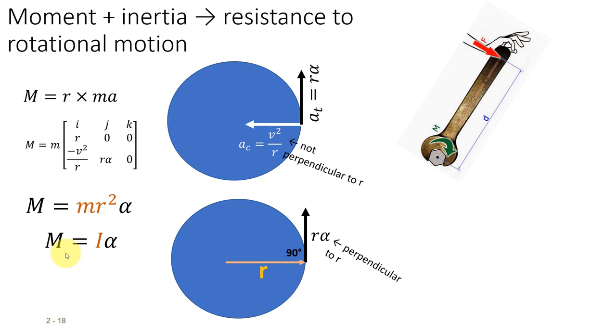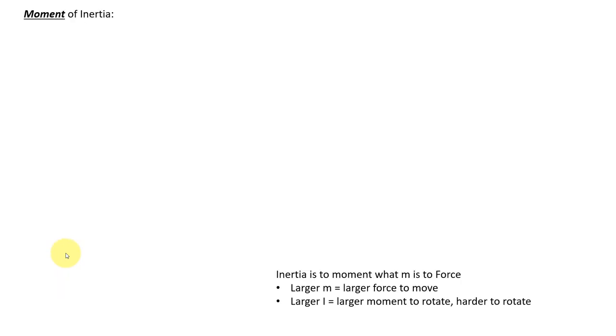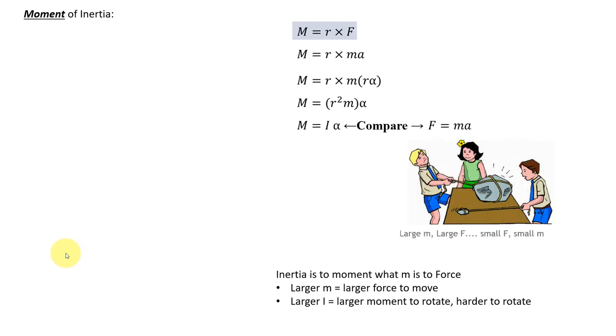And you should be as comfortable with moment equals I alpha as you are with F equals ma. And those two are very similar to one another when you think about the implications of it. So moment equals I alpha. Get that equation in your mind. Moment equals I alpha. Let's just compare that to F equals ma.